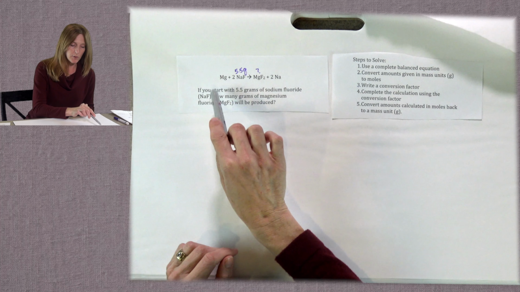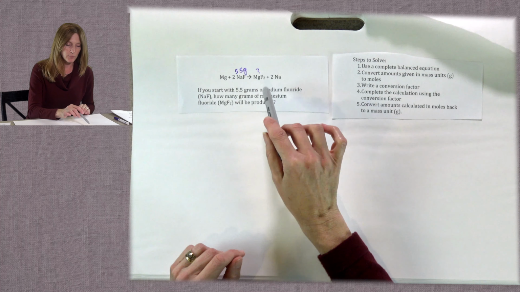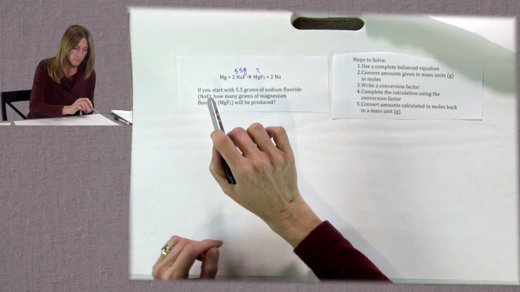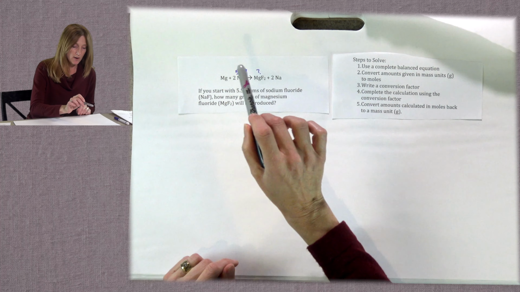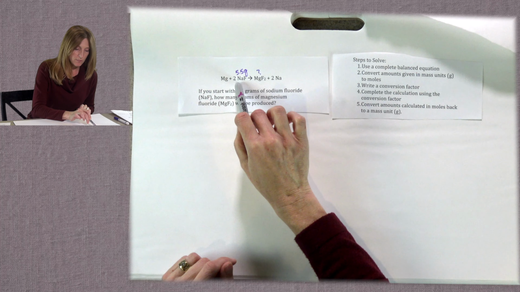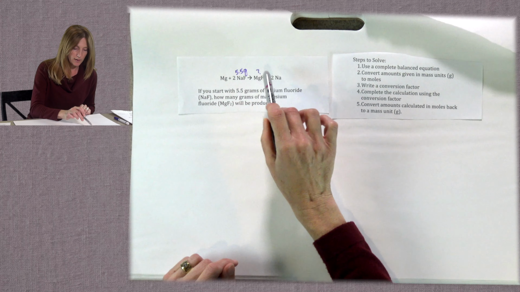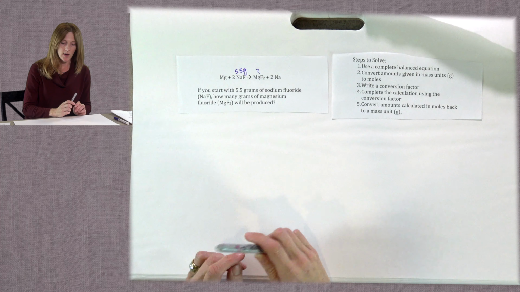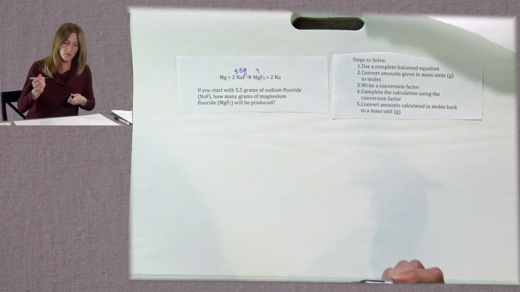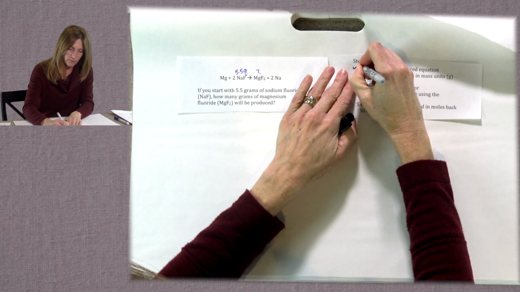So let's look at the chemical equation we were given and double check that it's balanced. We have 1 atom of magnesium on the left, 1 atom of magnesium on the right, 2 atoms of sodium on the left, 2 atoms of sodium on the right, 2 atoms of fluorine on the left, and 2 atoms of fluorine on the right. So our equation is balanced, so I'm going to check that off.